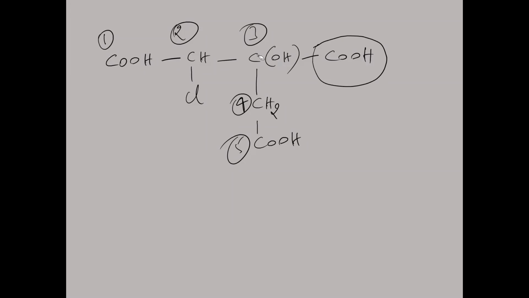This carbon has C bond OH, C bond COOH, and C bond CH2 COOH. Is that clear, ma'am? Now, totally how many carbon atoms? 5 carbon atoms. Now where is the COOH group located? On first carbon 1 COOH, on fifth carbon 1 COOH. Okay, 1,5 dioic acid will be there. Is that clear, ma'am?